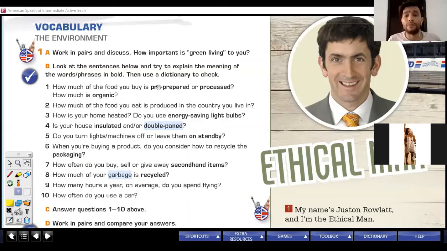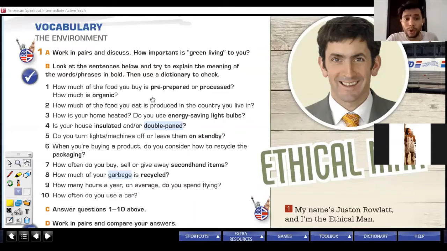So the first activity that we're going to do before we go straight to the explanation on the grammar, which is going to be reported speech, is some exercises. So the first exercise we're going to get to is this one. Number 1, part B, the environment. So you are going to try to give me answers to each of these questions right here, if possible. And also, you need to tell me what the meaning of each of the words or phrases involved are.